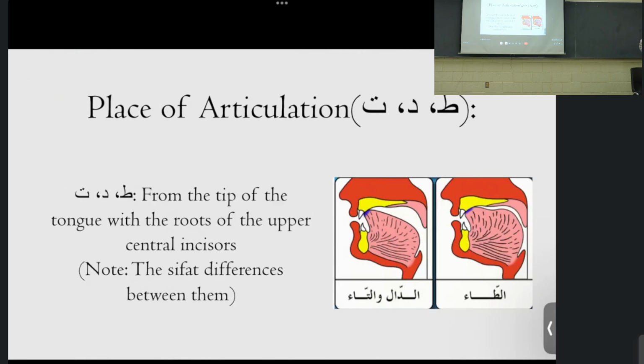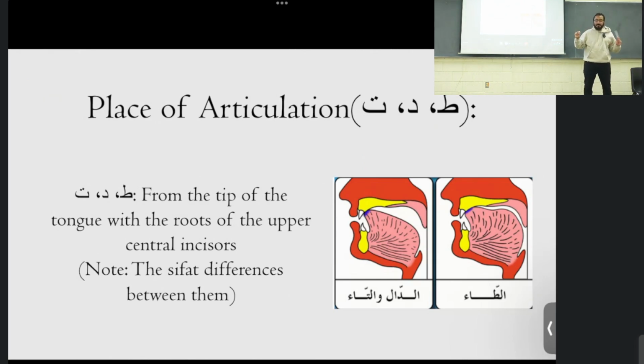Okay, let's talk about Ta. Now, just say Da. Now say Ta. Is there a difference between the makhraj of Dal and Ta? By the way, this is going to be from me, not from the book. But I'm pretty confident with it, just putting the asterisk there. Say Da. Ta. Now, is there a difference between Dal and Ta?